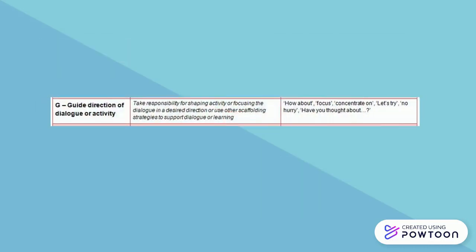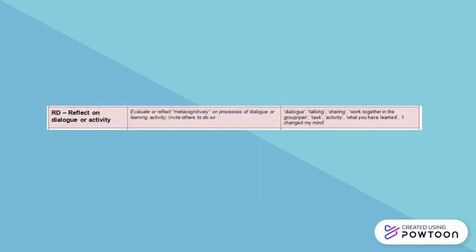You might choose to focus on the ways in which you, as a teacher, guide and shape the dialogue in your classroom by focusing on the code G, Guide Dialogue or Activity. Or, you might choose to focus on code RD and ask your students to reflect on their own dialogue, collaboration, or group work.